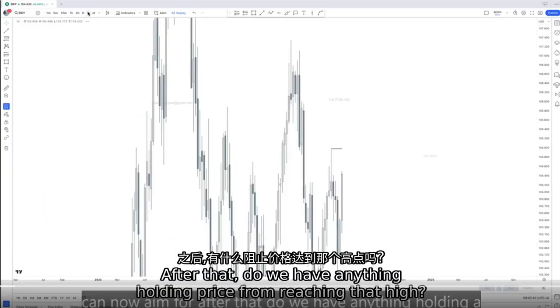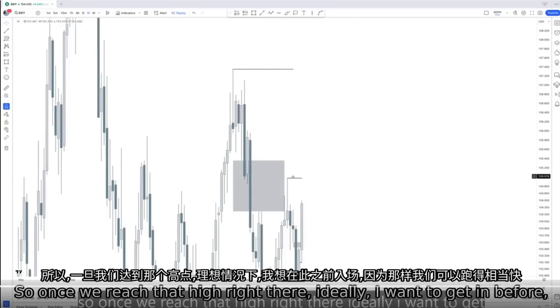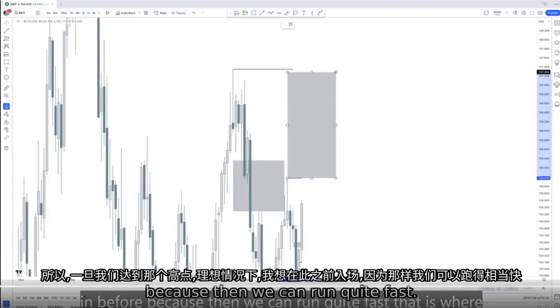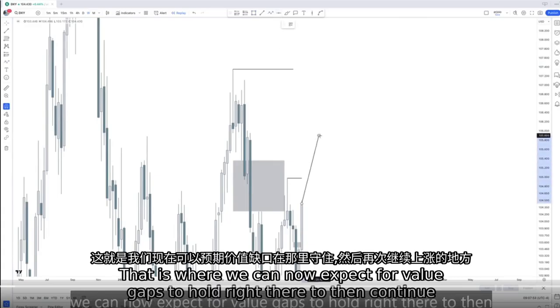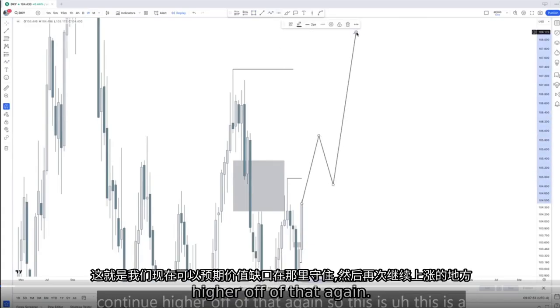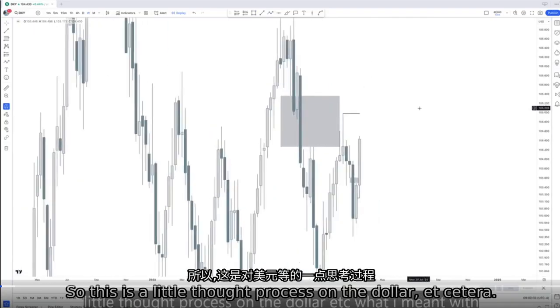After that, do we have anything holding price from reaching that high? Not a lot. So once we reach that high right there, ideally I want to get in before, because then we can run quite fast. That is where we can now expect fair value gaps to hold right there to then continue higher off of that again. So this is a little thought process on the dollar, etc.